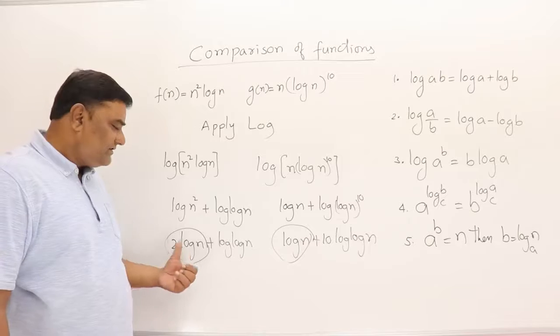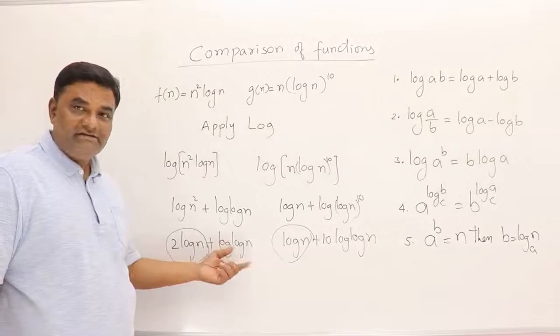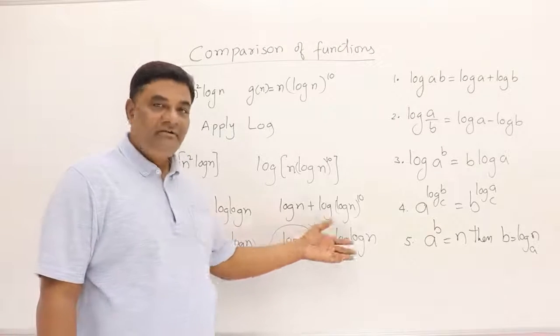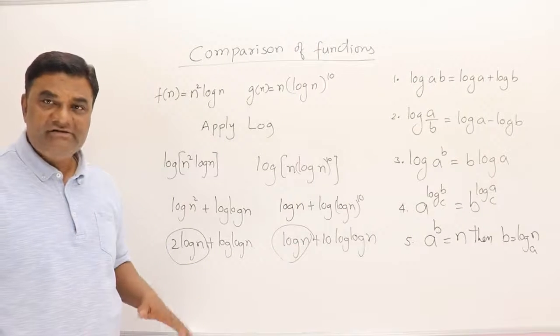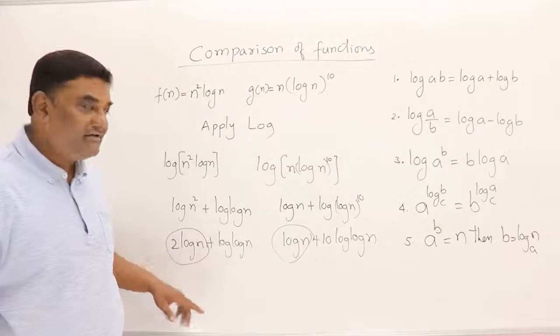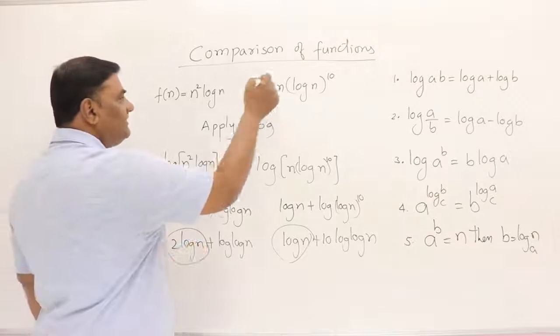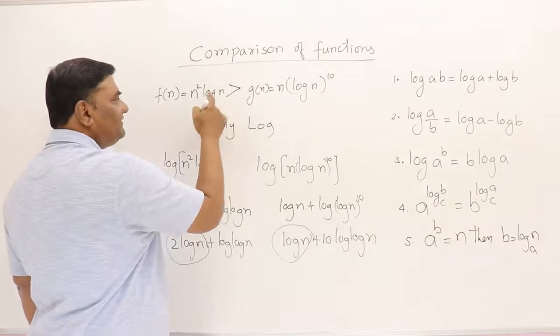You can take it as 2 rupees some paisa and 1 rupee some paisa. So paisa is smaller than rupees, right? So this is greater. So this function is greater than that one.